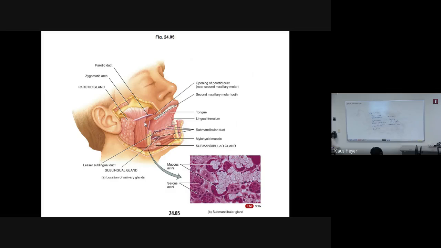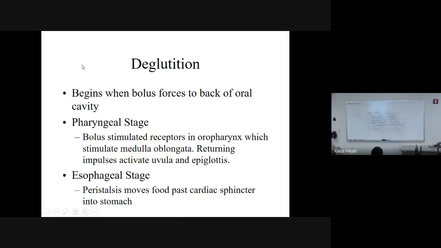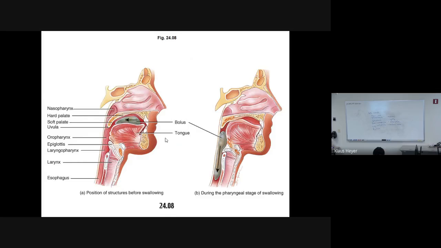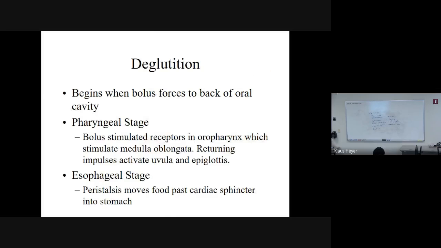I don't know why I devoted 2 slides to this, I really don't want to talk a lot about it. It's more of an anatomy thing. Okay, swallowing. Deglutition is swallowing. So there's 2 stages to it. You chew your food up, and when you chew your food up, we call it a bolus, B-O-L-U-S. Bolus is chewed up food.